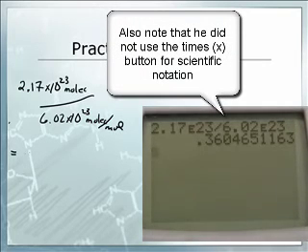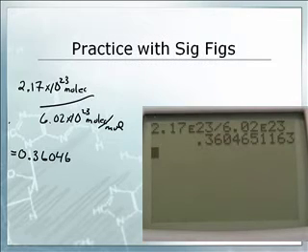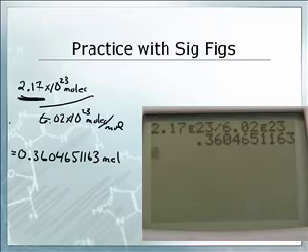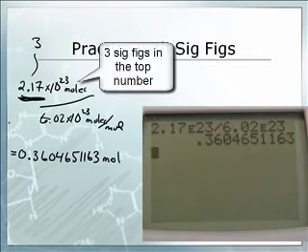Calculator answer: 0.3604651163. The units on this, by the way, will be moles. We'll learn about that later and how the units work. But I see a lot of numbers. There are a lot of 3604. All right, how many significant digits in the first number up here at the top, the 2.17? 3 significant figures. The 2, the 1, and the 7. But what about that 23? That doesn't count.